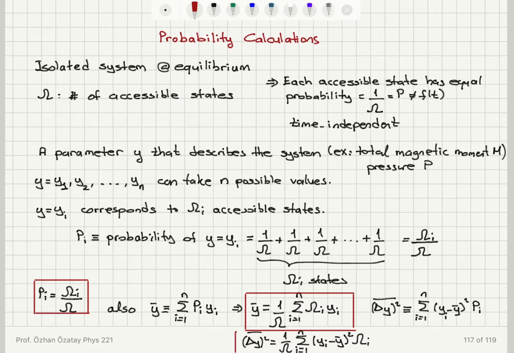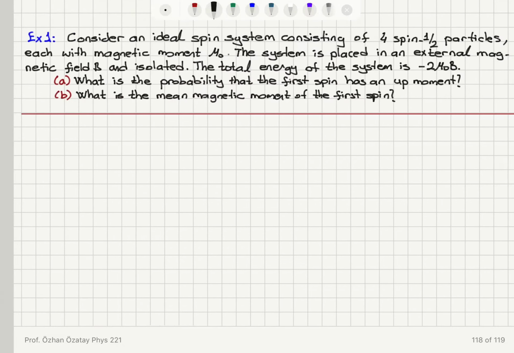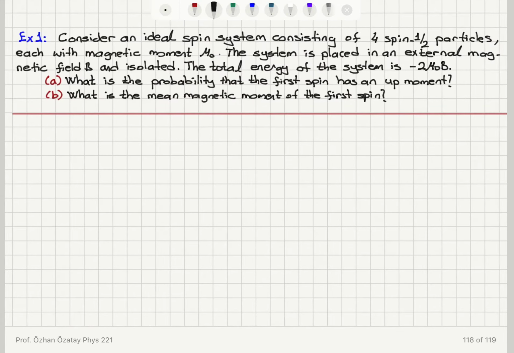So I have a recipe to calculate the variance of y as well using this formulation. Now let's talk about two concrete examples. We had this situation: an ideal spin system consisting of 4 spin 1/2 particles, each with magnetic moment mu0.